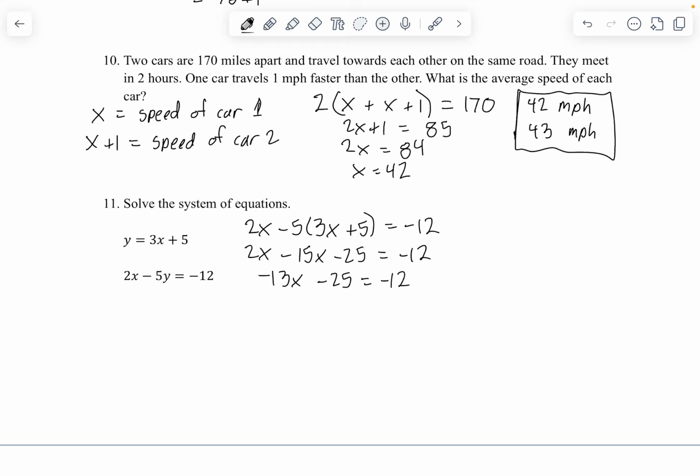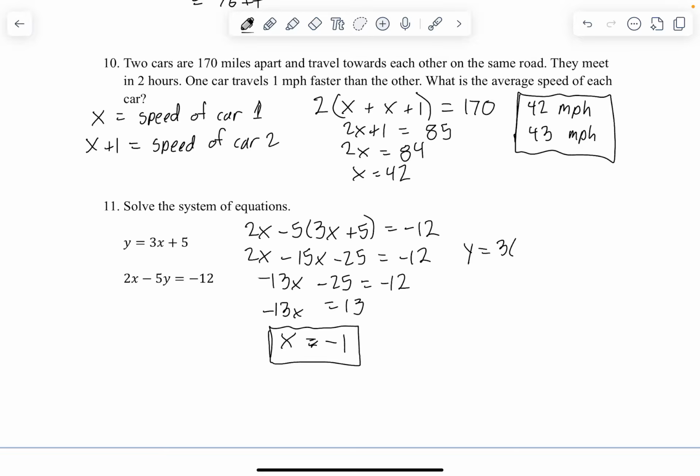I will add 25 to both sides, which gives me negative 13x equals 13. And I will divide both sides by negative 13, which tells me that x equals negative 1. Okay? That is the value of x. To find the value of y, I'll take x equals negative 1 and plug it into the top equation. So y equals 3 times negative 1 plus 5, which equals negative 3 plus 5, and that means y equals 2. That's the y value.